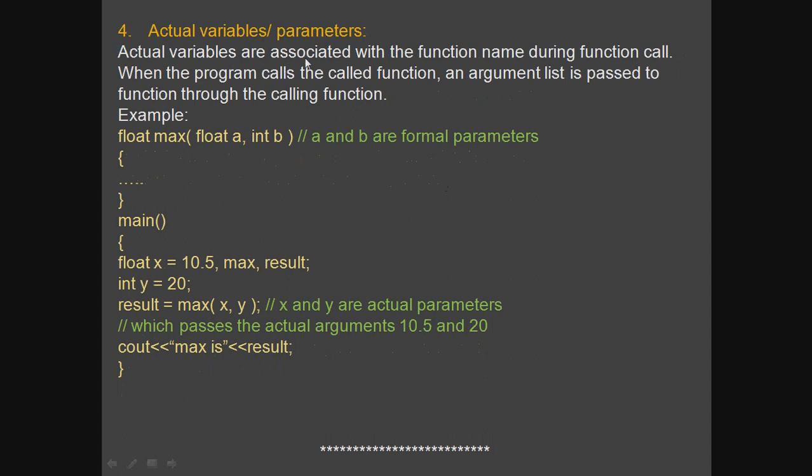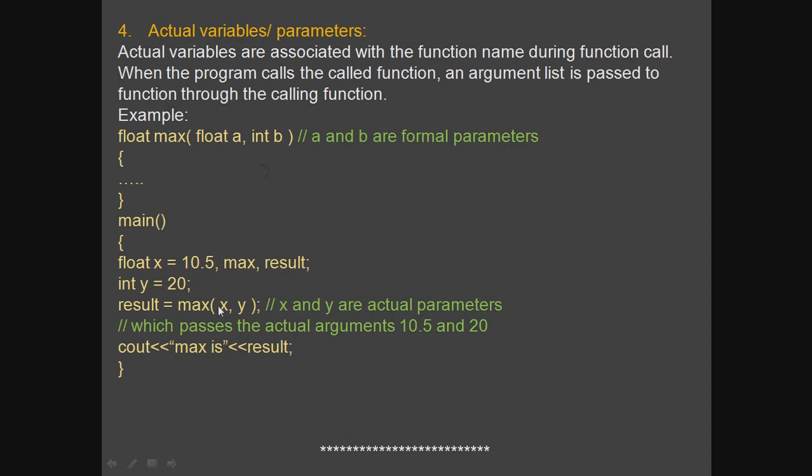Actual variables are associated with the function name during the function call. That is this one. Clear? When the program calls the call function, that is, when the control passes from the calling function to the call function, an argument list is passed to the function through the calling function. So the arguments here, that is the actual arguments 10.5 and 20, are passed from x to a and y to b.